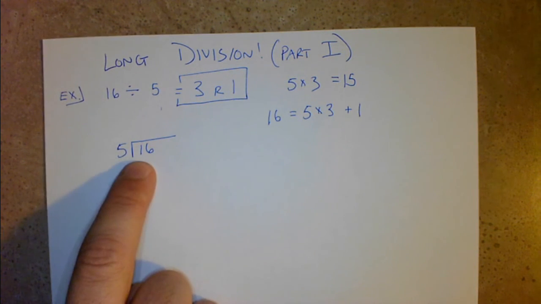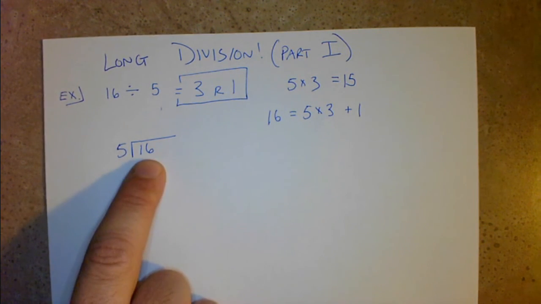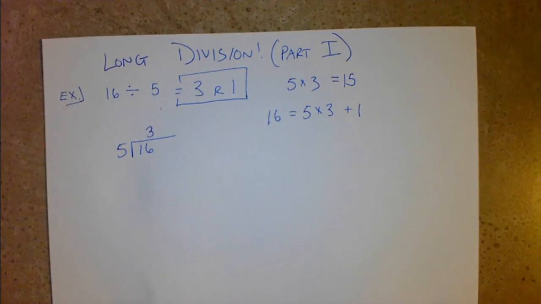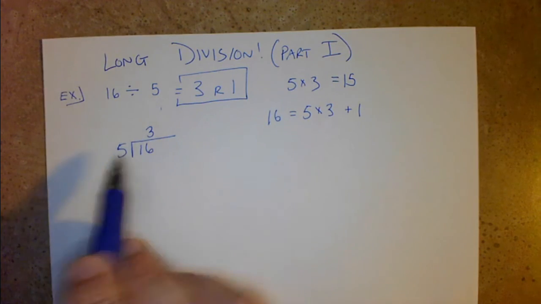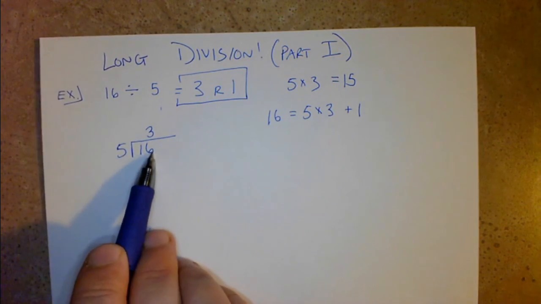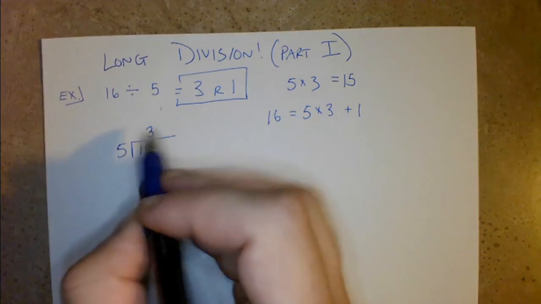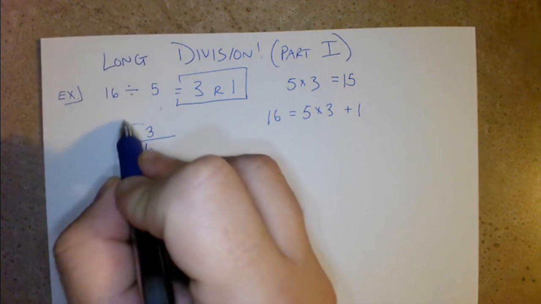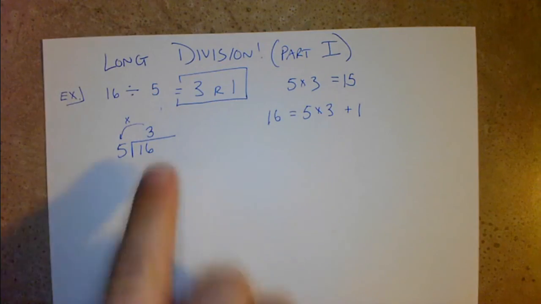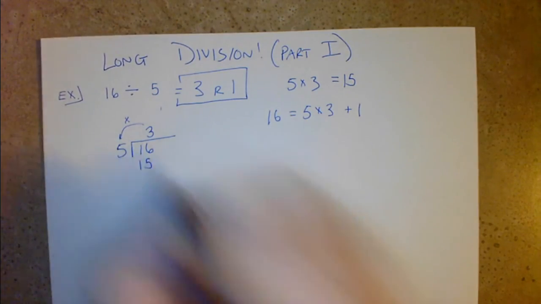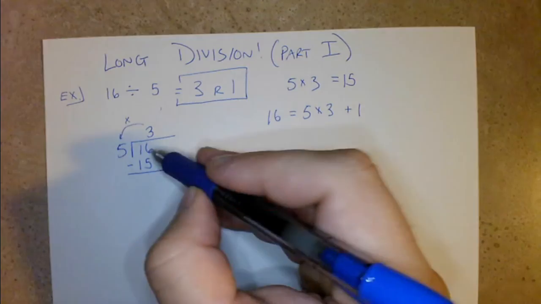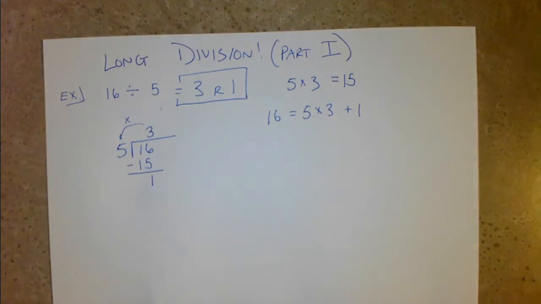So 5 does not go into 1, but does 5 go into 16? Yes, it does, 3 times. Now, what I'm going to do is ask how many times does 5 go into 16? That happens 3 times. And I'm going to multiply 5 and 3. So take whatever's up here and multiply it. 3 times 5 is 15. And then I will subtract these two numbers. 16 minus 15 is 1.